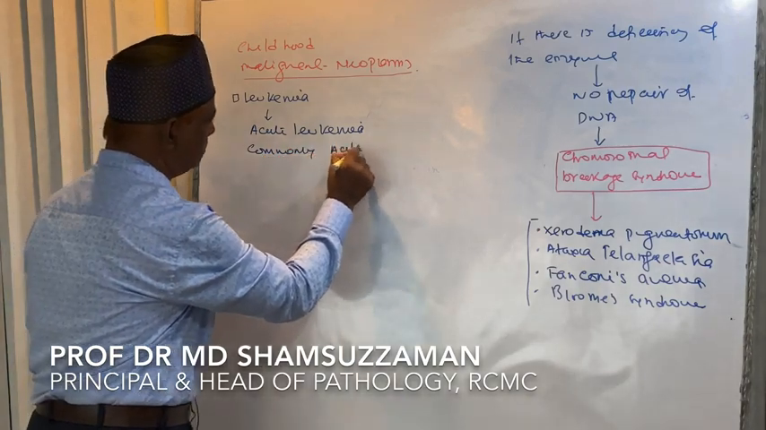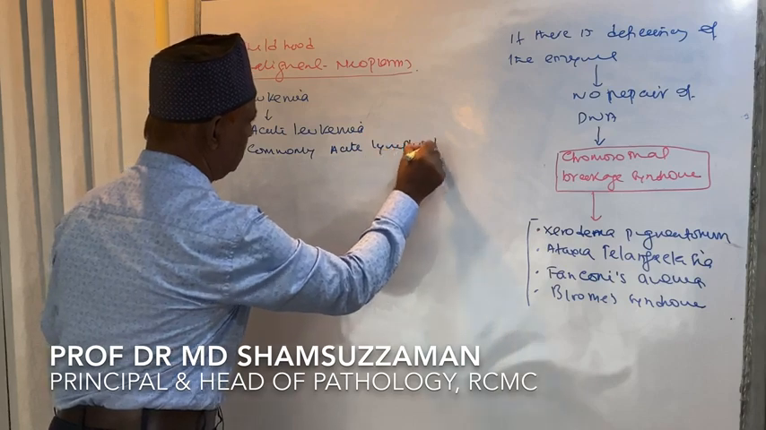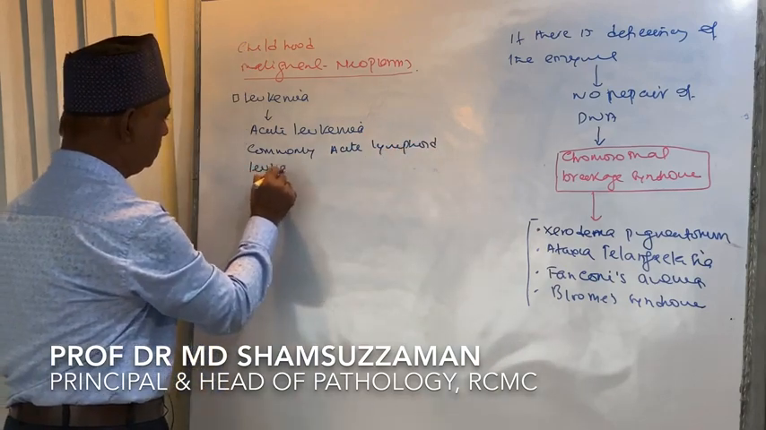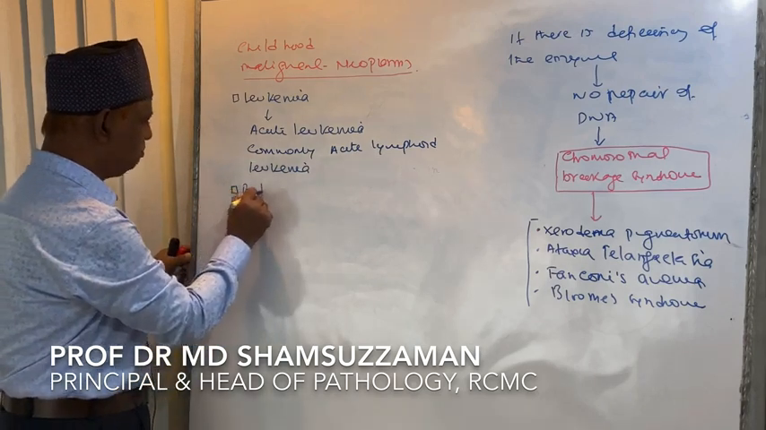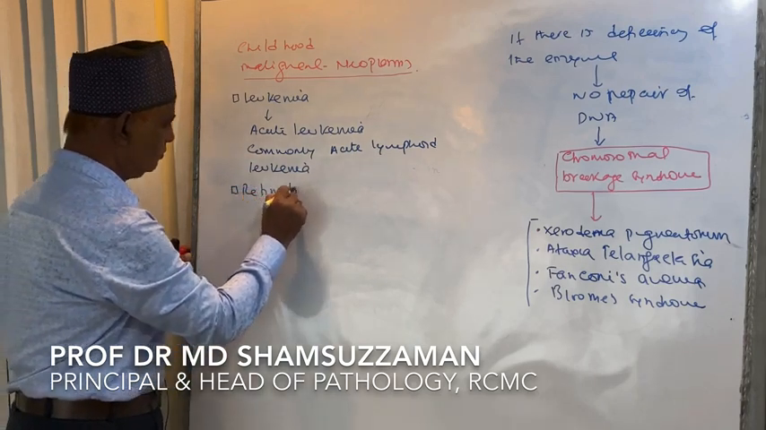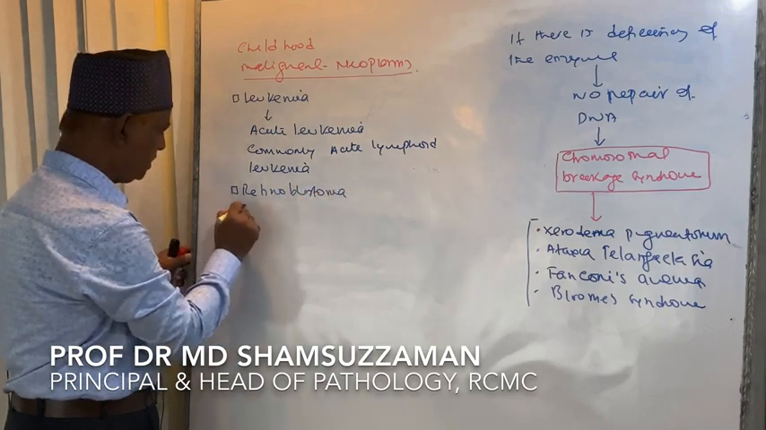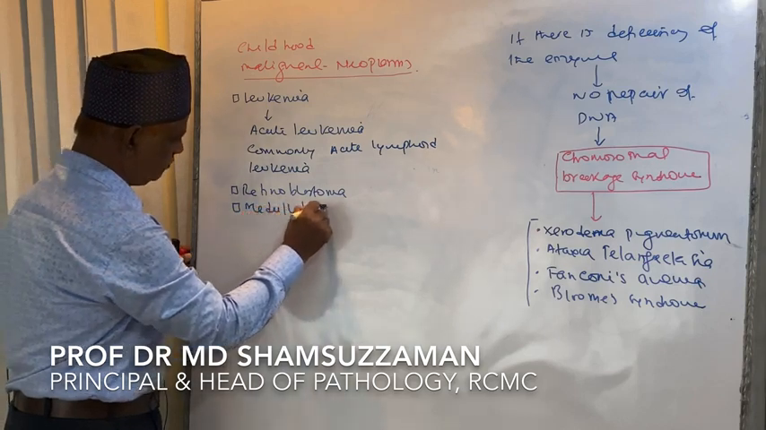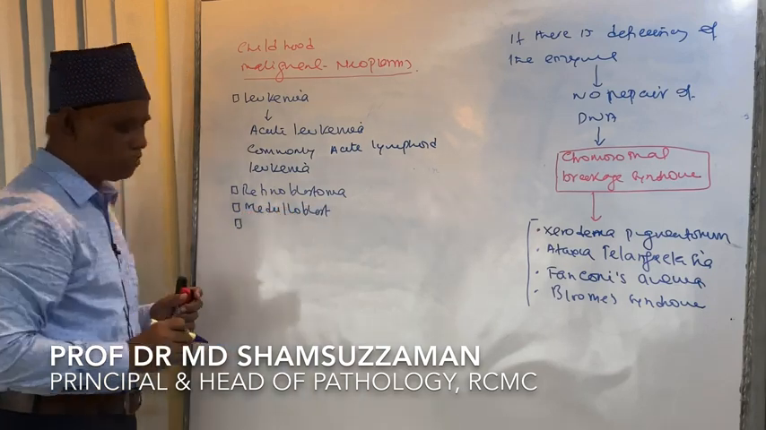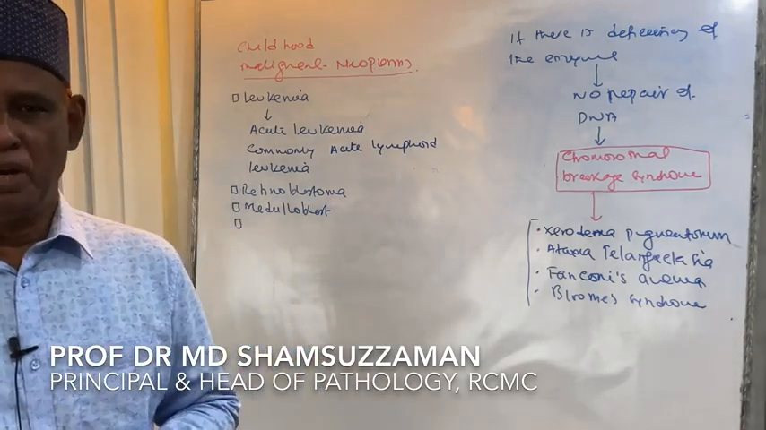Among these two, most common is acute lymphoblastic leukemia in childhood. Commonly acute lymphoid leukemia. Retinoblastoma, that occurs in the retina. Medulloblastoma. Medulloblastoma is one of the brain tumor that occurs in childhood.